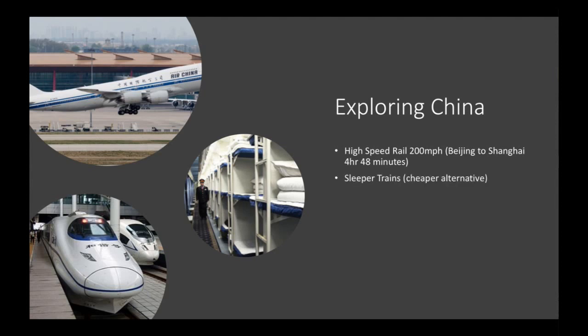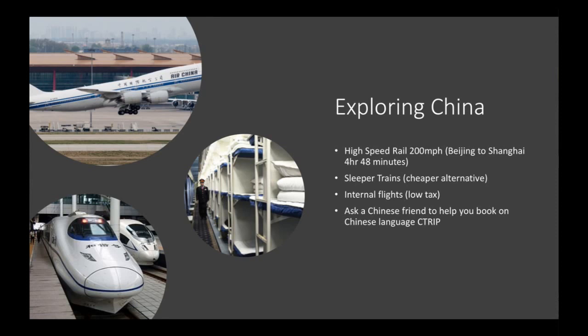Sleeper trains are a cheaper alternative that can be used. These are often around a quarter to a sixth of the price of a high-speed rail train, but do take significantly longer. You can also get internal flights quite cheap in China, as there's a much lower tax on internal flights compared to external flights within the country. Most importantly, what I would say is always remember to ask a Chinese friend to help you book on the Chinese language version of C-Trip.